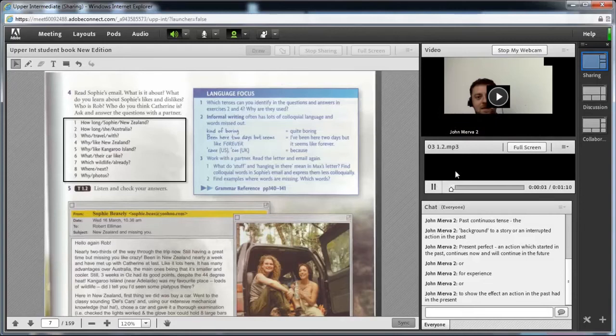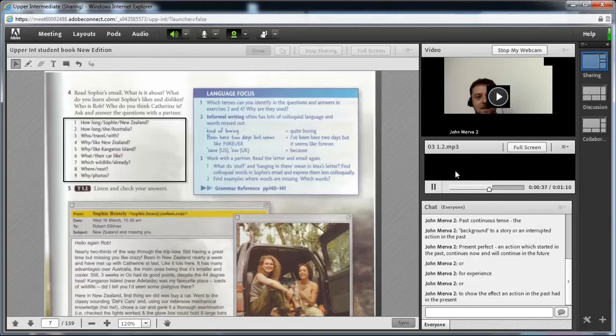Tape script 1.2. 1. How long has Sophie been in New Zealand? Nearly a week. 2. How long was she in Australia? 3 weeks. 3. Who is she travelling with? Catherine. 4. Why does she like New Zealand? Because it's smaller and cooler than Australia. 5. Why did she like Kangaroo Island? Because of the wildlife. She saw some platypus there.